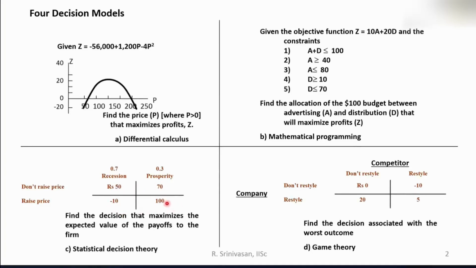Now, suppose you raise the price of the product, what is going to happen? You are going to end up with 7 here, raising during recession. During prosperity, you are going to end up with 30. So you may say whether it is recession or prosperity, it is better for the firm not to raise the price of the product because still it may be having a good profit margin to come in. So this is how you actually make use of this.